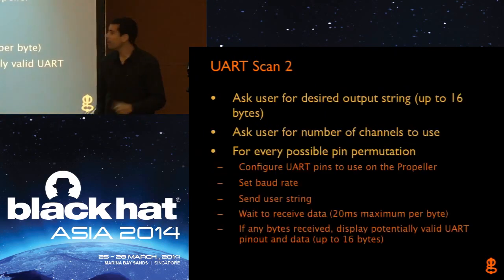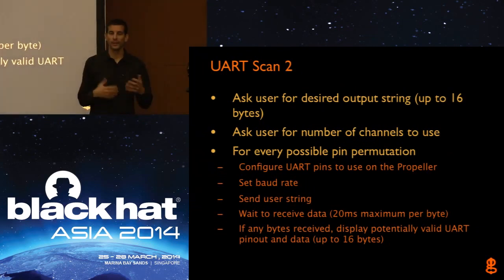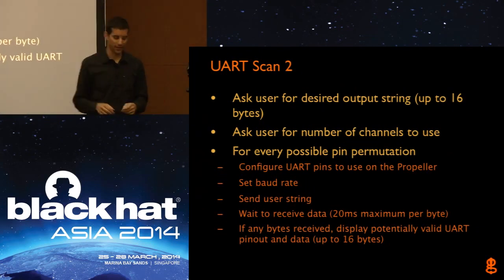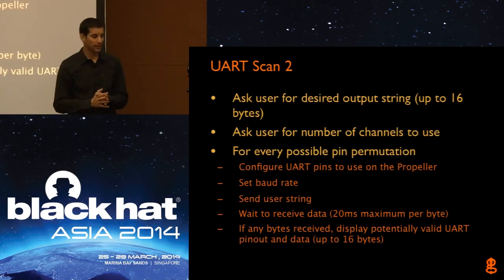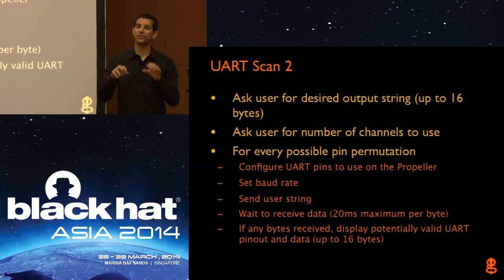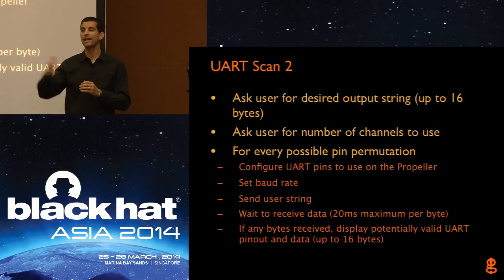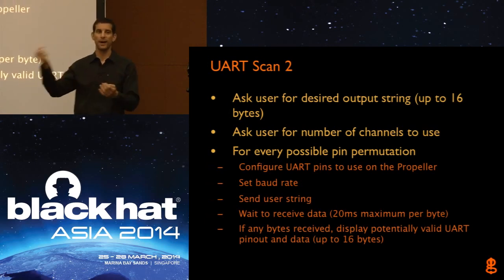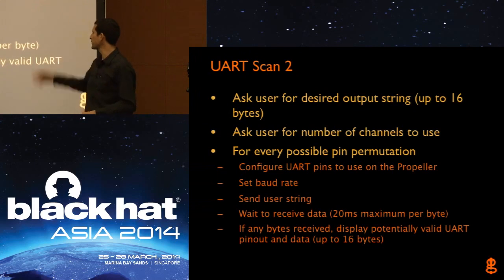So for the scan, we ask the user for a desired string. And normally it's just carriage return. When you connect up to a system, you'd usually hit enter to wake up the system. Maybe you know that the system requires some other sequence, some other keystrokes. So you can enter up to 16 bytes that you want it to send on what you think the TX pin is, and then we look for responses on what we think the RX pin is, and we try all the different permutations. So that's basically what we do.